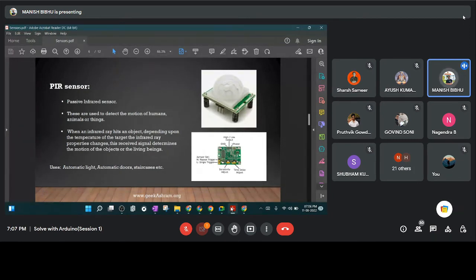PIR sensor, we can use it for automatic doors. Like if anyone is near the door, it will automatically open. Staircases, it means when no one is there, then it will turn off, and when anyone comes near to the device, then it will turn on.